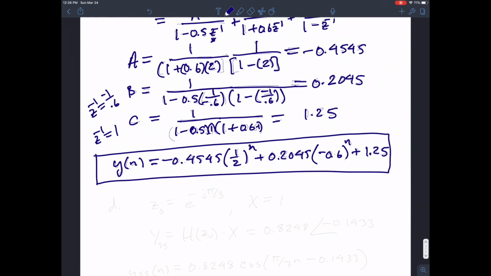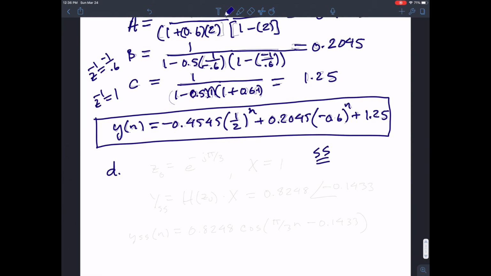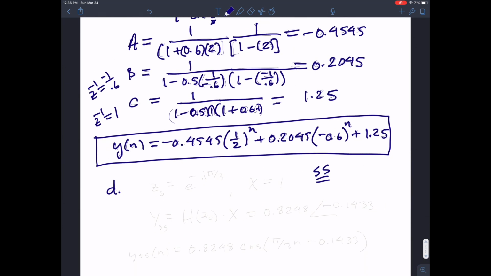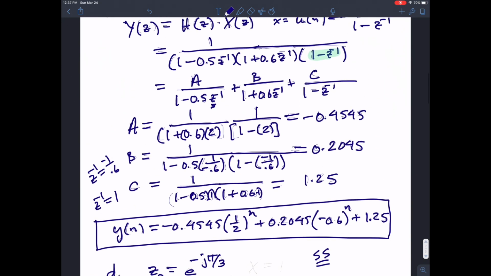That's the step response. Okay, now for part D, you have to read things carefully. I'm asking for steady state response in this case. I could also ask questions about stability. If you assume this is a causal system, it would be stable, and therefore it would have a steady state response. Okay, so moving on, we know there's a critical z value to evaluate for the steady state response. You evaluate it at e to the minus j pi over 3, because that's the frequency.